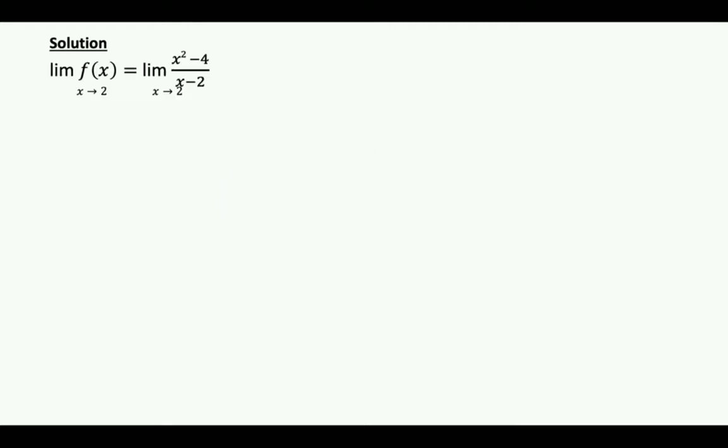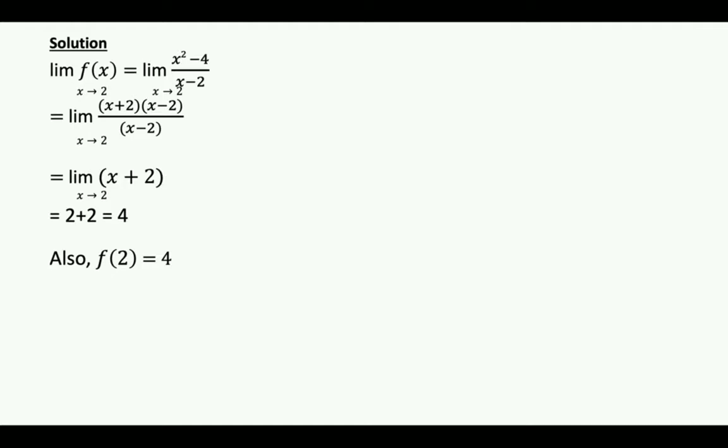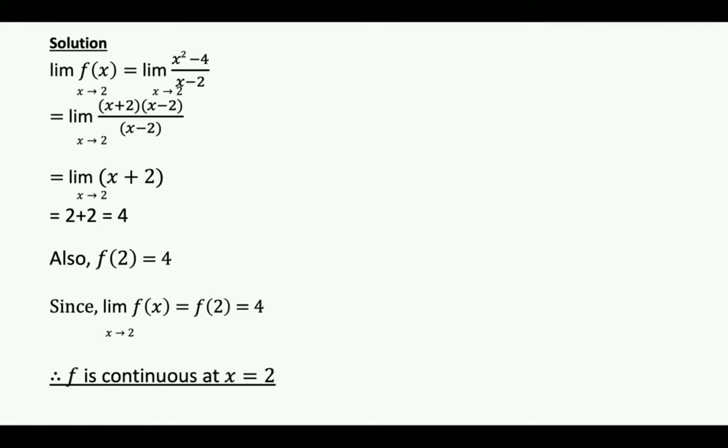Limit x tends to 2, f(x) equal to limit x tends to 2, (x square minus 4) upon (x minus 2) equal to limit x tends to 2, (x minus 2) into (x plus 2) upon (x minus 2) equal to limit x tends to 2, x plus 2 equal to 2 plus 2 equal to 4, and we are given f(2) equal to 4. So here limit x tends to 2, f(x) equal to f(2), therefore f is continuous at x equal to 2.